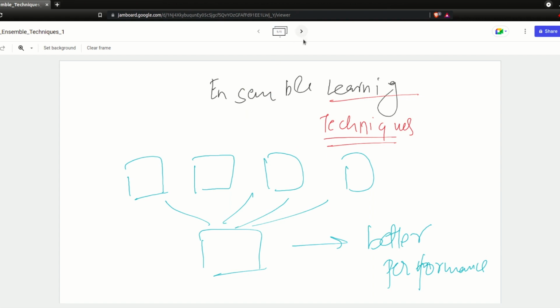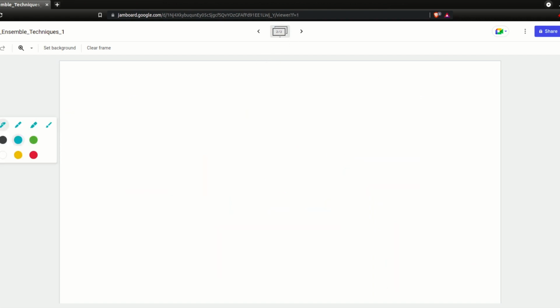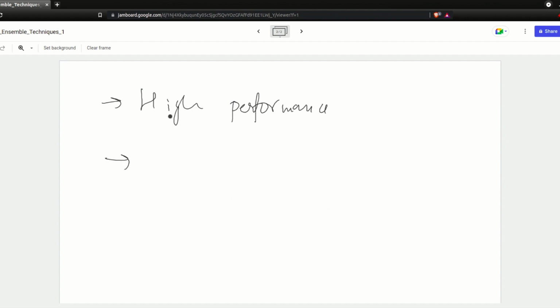Okay, so what are the key points of ensemble learning? If you say there is high performance, the second thing is it combines multiple models. Next, we can see what are the key aspects of this ensemble learning. Key aspects.